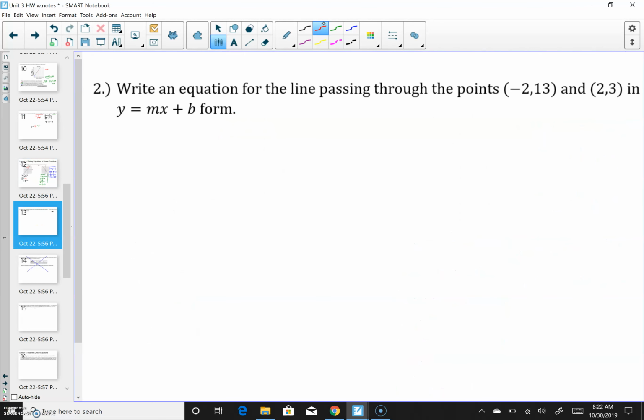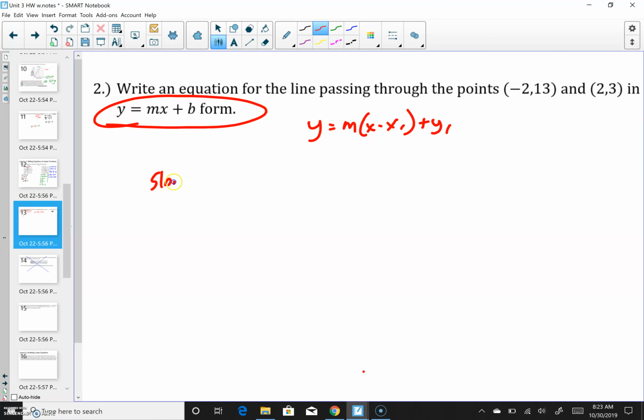In number 2, we want to write the equation of a line passing through the points -2, 13 and 2, 3. We want to do it in y equals mx plus b form. So we're going to use our point slope equation, but we are then going to have to distribute and solve and put it into y equals form. The first thing we have to do is find our slope. No matter which one we are using, that's always going to be our first step. So 3 minus 13 over 2 minus -2. We end up with -10 over, minus minus becomes plus, so we get 4, and that simplifies to -5 over 2.